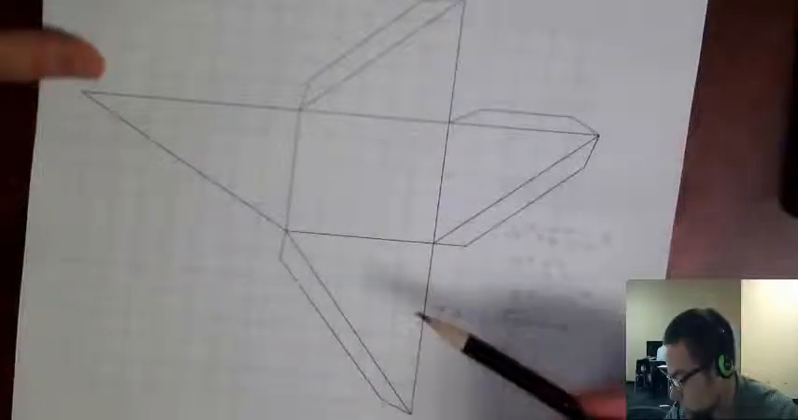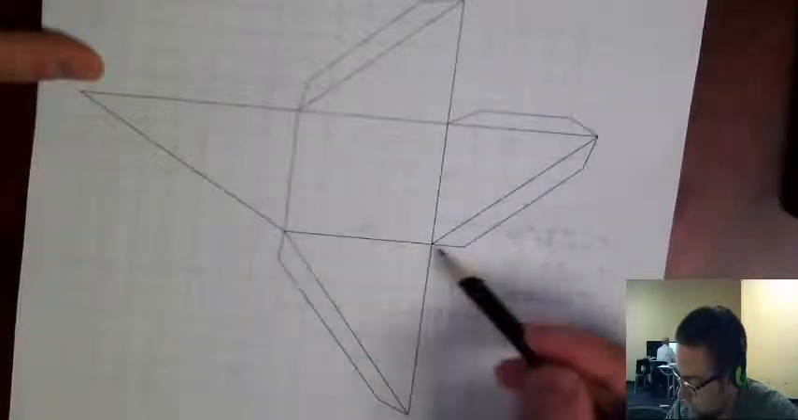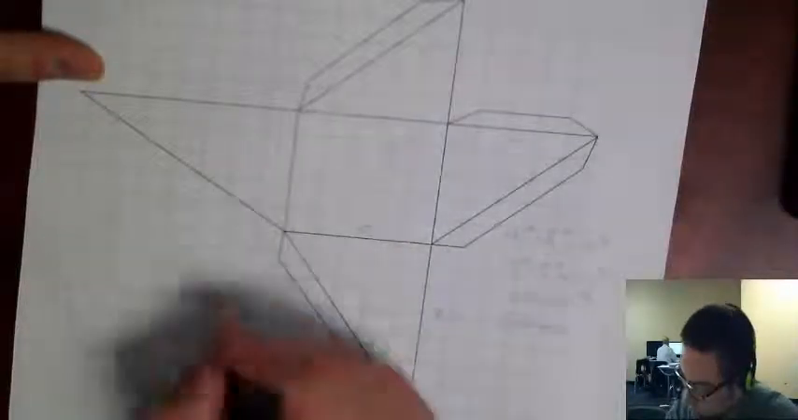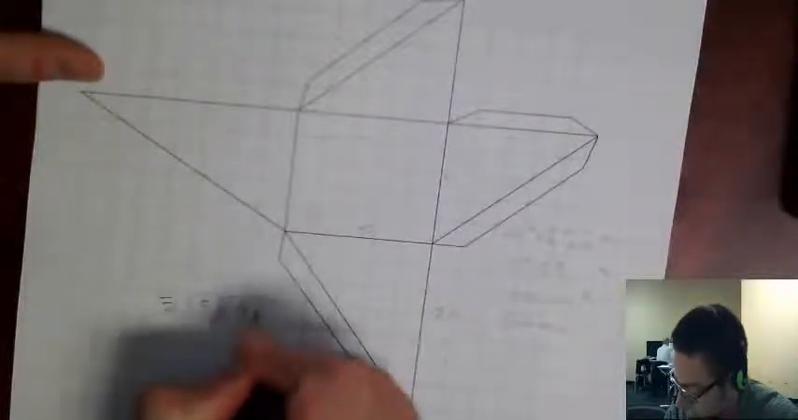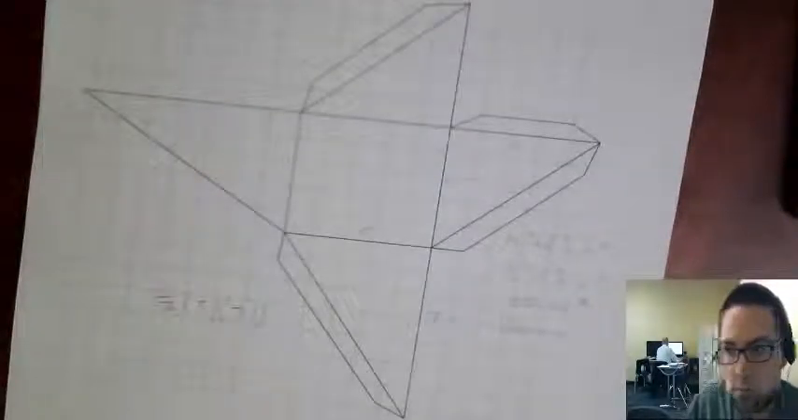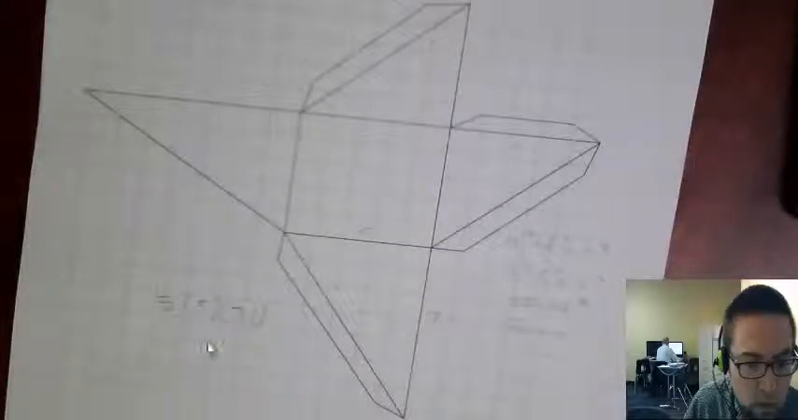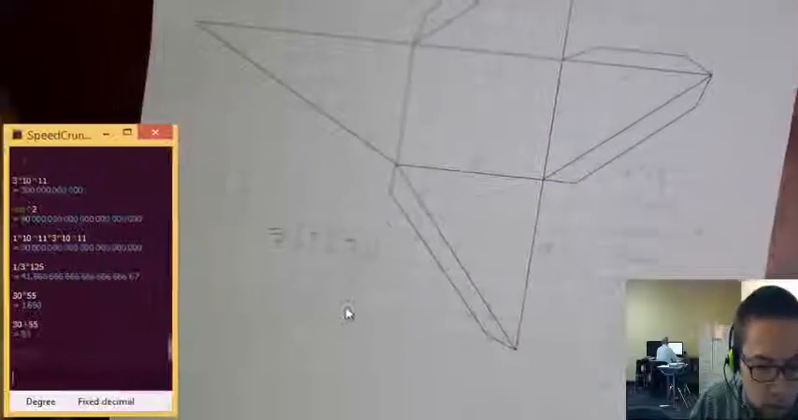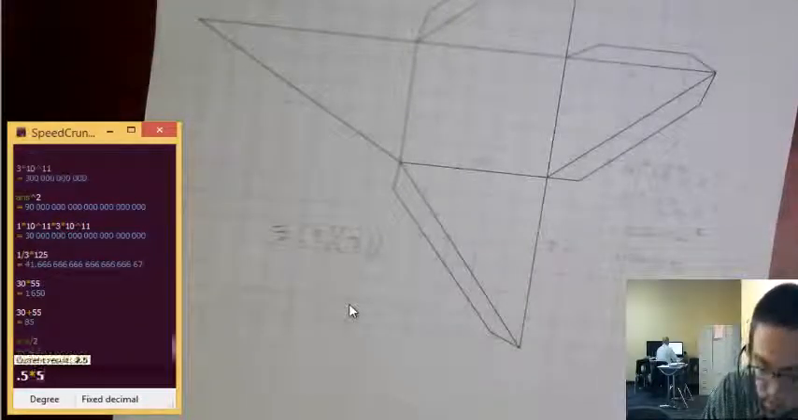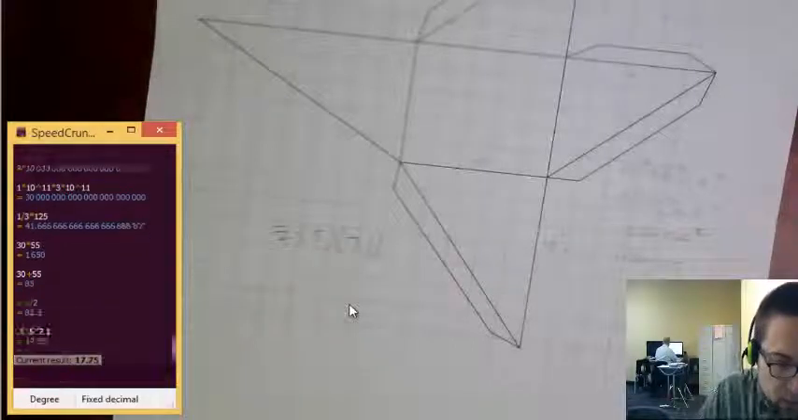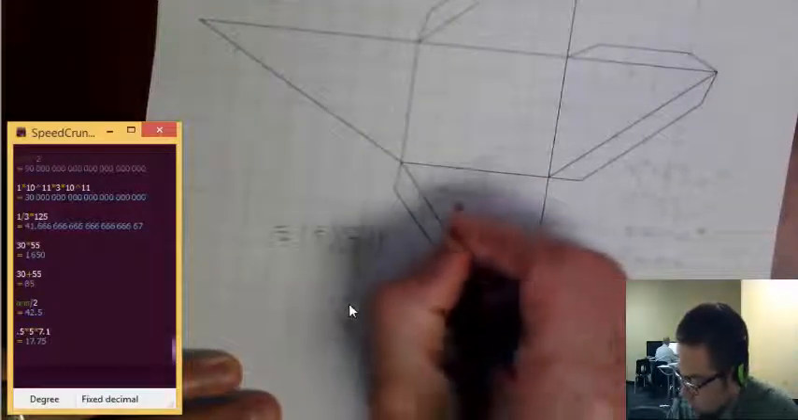Okay, and then this is still 5. So the area of this triangle would be 5 times 7.1 divided by 2, right? The area of a triangle is 1/2 the base times the height. Now, I can use my calculator to find that. Okay, 0.5 times 5 times 7.1. I get 17.75. So I can add up the areas of all these shapes, right?